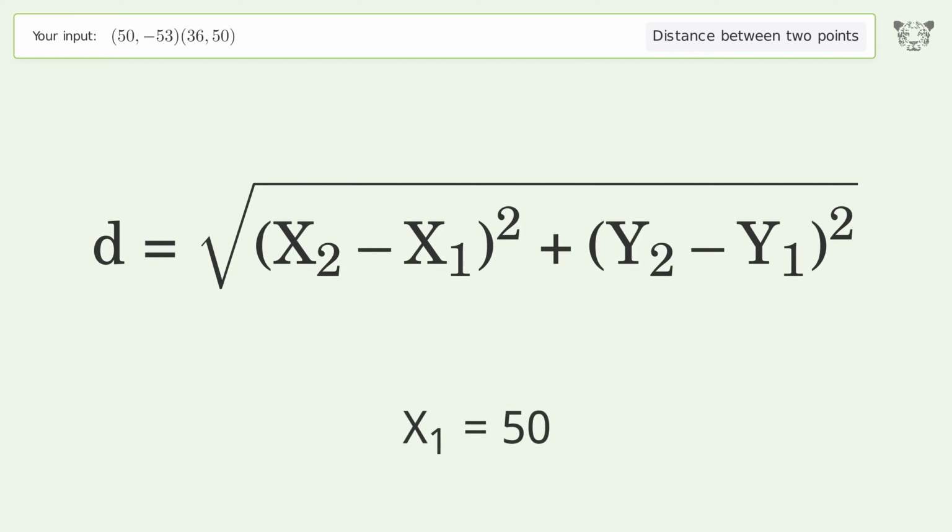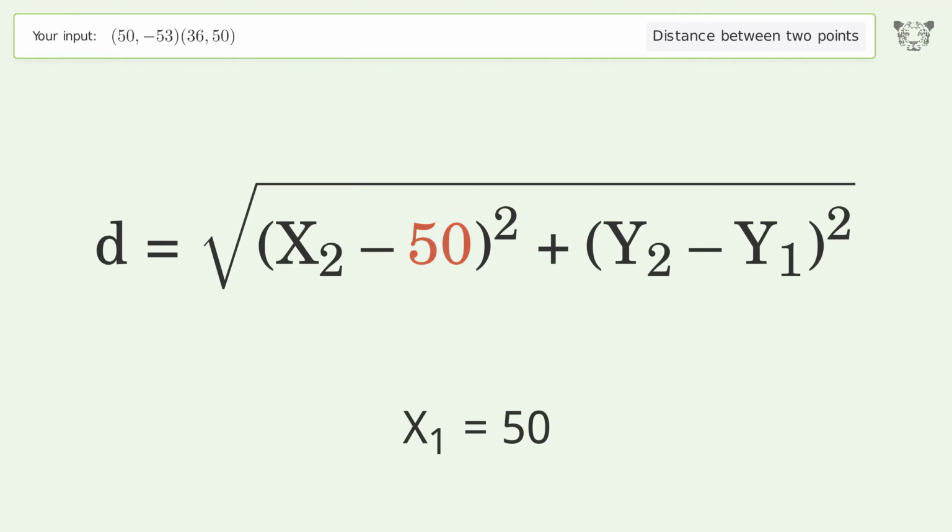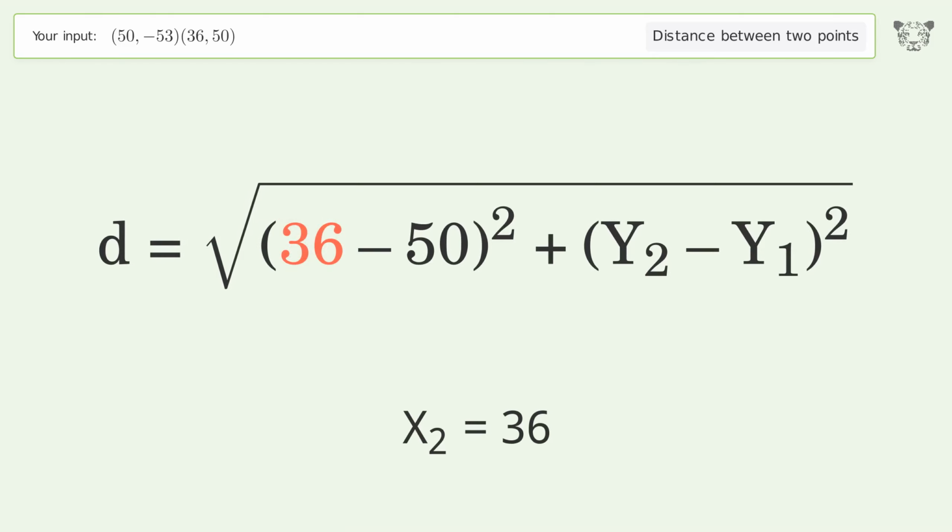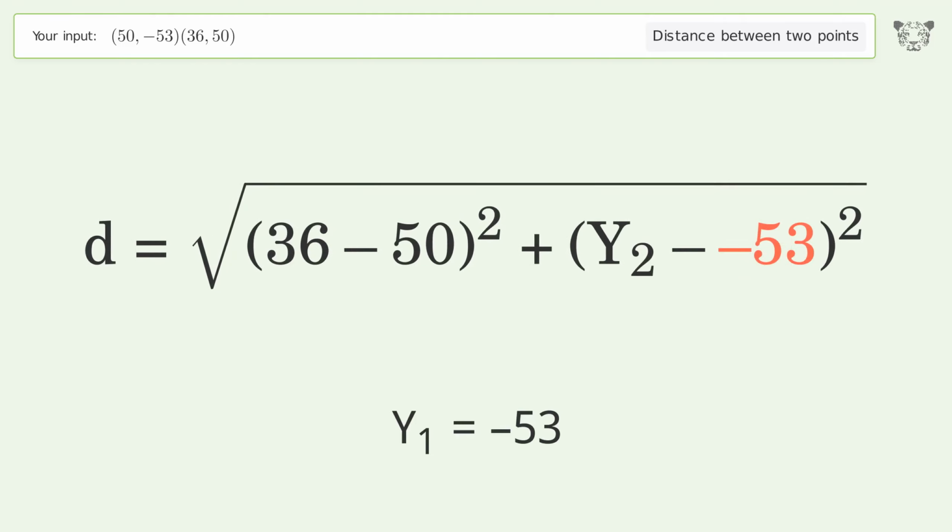x1 equals 50. x2 equals 36. y1 equals negative 53. y2 equals 50.